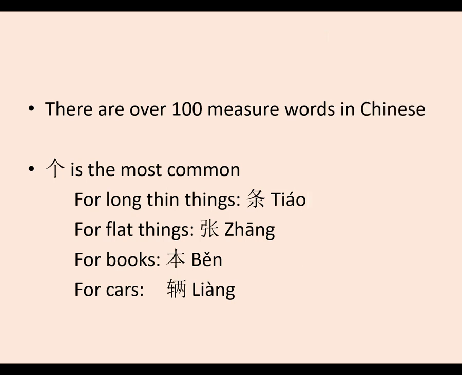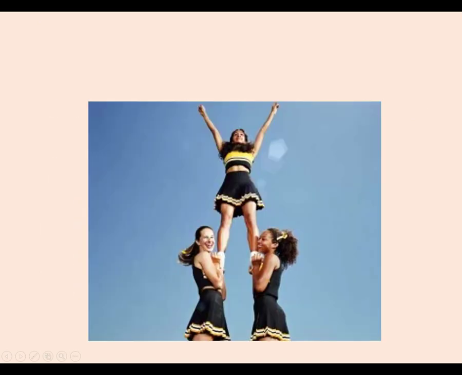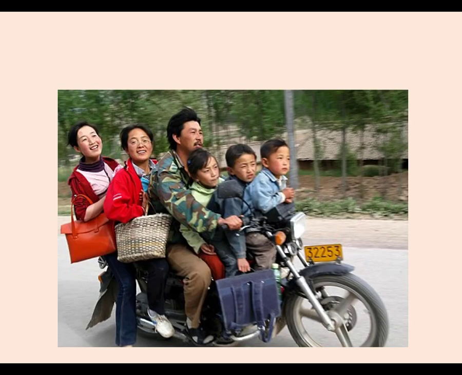Fortunately, if you don't know the measure word and you're a foreigner, you can always just use 个. It's not accurate, but Chinese people will understand you and they'll correct you with the correct measure word, and then you can move on. So 个 is really useful. So how would we say 3 people? 三个人. 有几个人?